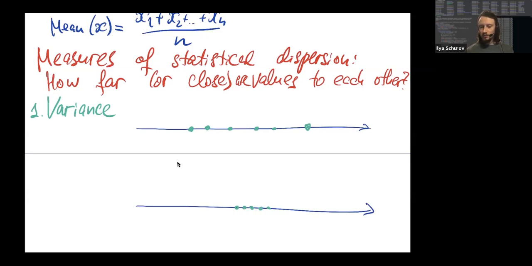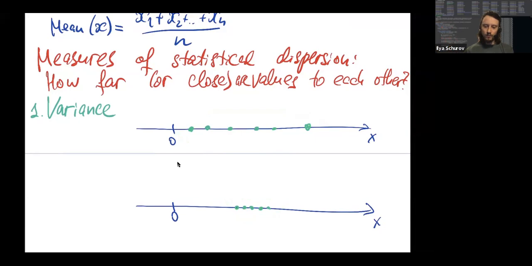And we see just by looking at these pictures, so assume that we have some zero here or here, and these are some values that lie on this line. So each dot here represents just one numeric value. And we see from this picture that dispersion of this sample is larger than dispersion of this sample. So here values are close to each other and the range is rather narrow. And here values are different from each other. They are far from each other.